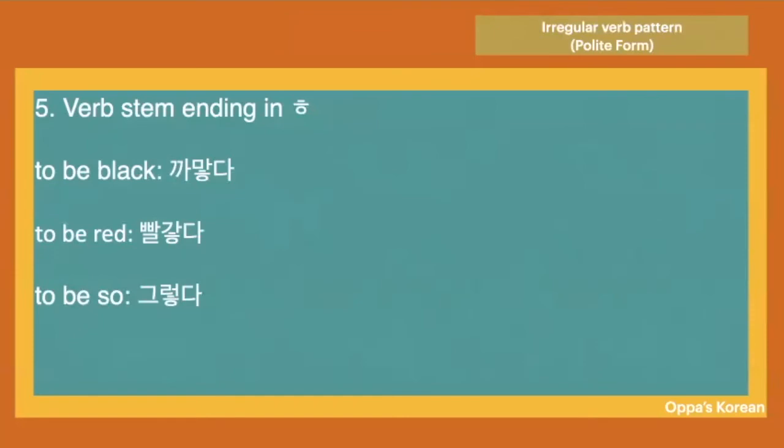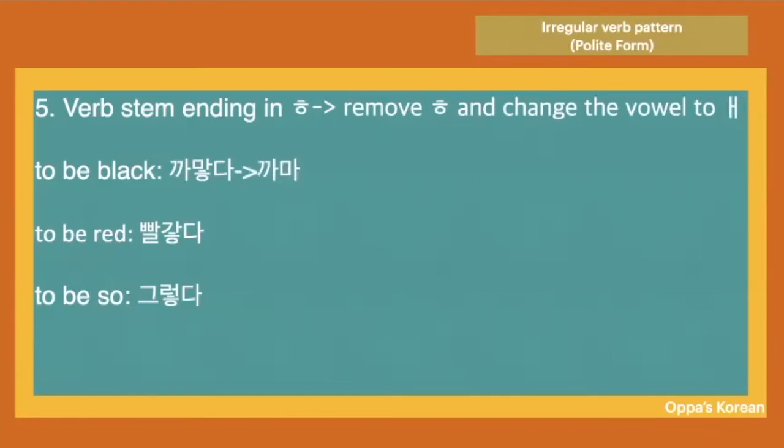The last pattern is verb stems ending in 히읗. In this pattern, remove 히읗 and change the vowel to 애. For example, to be black, 까맣다. The stem is 까맣. So the stem ends in 히읗, so you remove the 히읗 and change the vowel to 애 and put the regular ending 요.